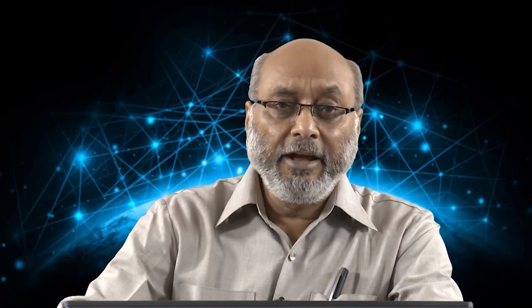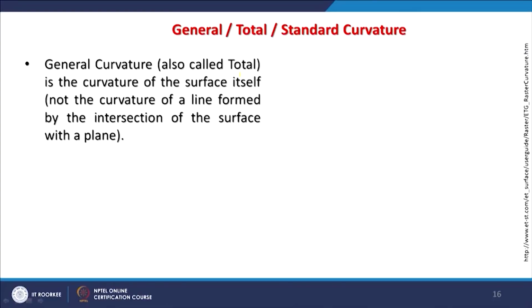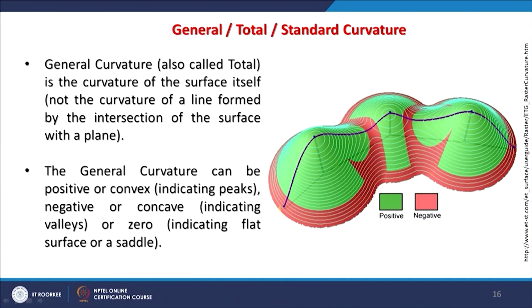Now, we can also have a general, total or standard curvature. These terms are also used in literature or by various software while deciding these curvatures. So, instead of plan or profile, we can have a total or standard curvature. So, general curvature is also total. 3 terms are used. It is the curvature of the surface itself, not the curvature of a line formed by the intersection of the surface with a plane. Like here, again that vertical plane you are having, and then when it cuts the surface, this is the line which we are talking about here.